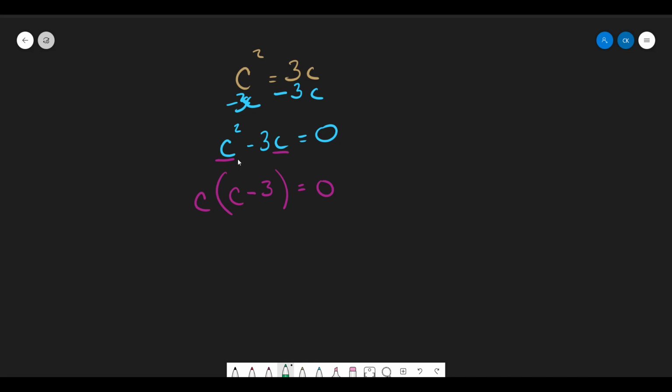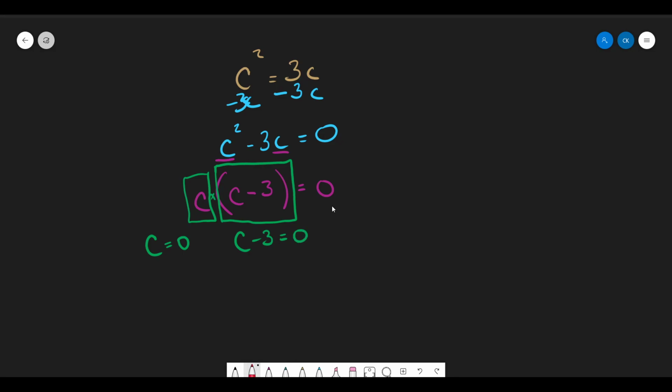Now I take a look at what I have here. Right here, this is a times. This is where we are multiplying. Remember, wherever there's a parenthesis, this is a times. So my two factors in this case are c and c minus 3. I'm going to take each of those factors, set them equal to 0, and solve. So I'm going to take c and set it equal to 0, and take c minus 3 and set it equal to 0, and then solve both of these.